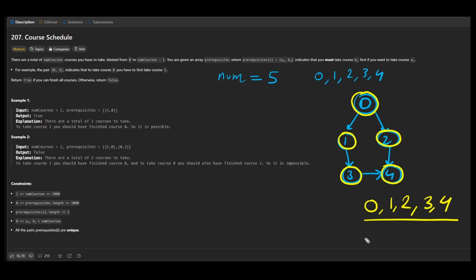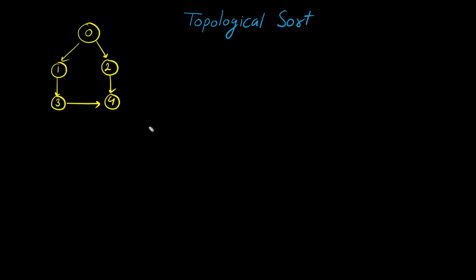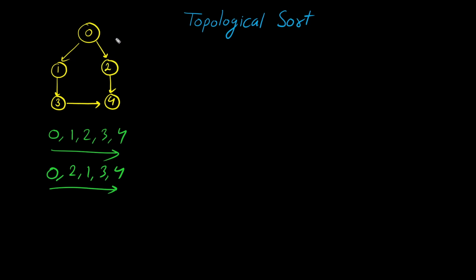And this order has a very special name called topological order. Let's try to understand topological sort. Topological sort is basically the order in which all these tasks can be completed. So we saw one of the examples, 0, 1, 2, 3, and 4, is one of the orders. We can also have 0, 2, 1, 3, 4 as another order. They both are valid.